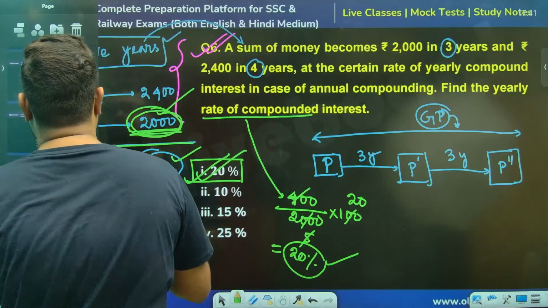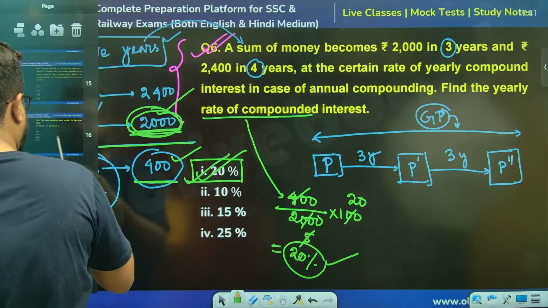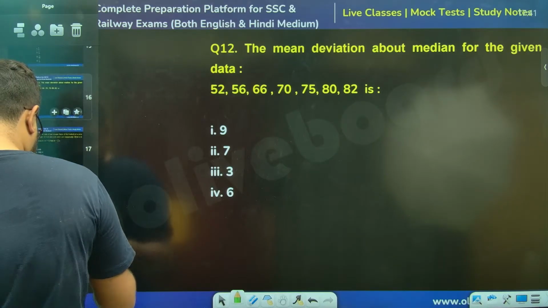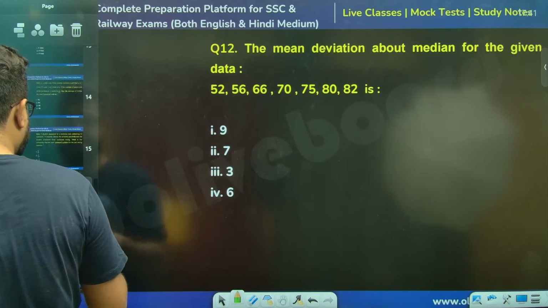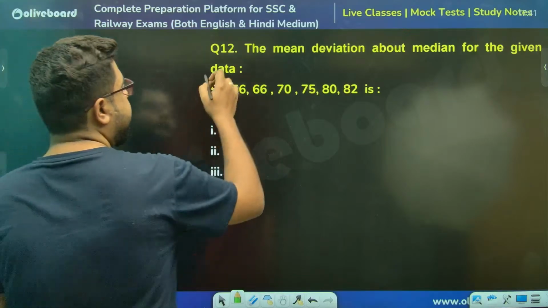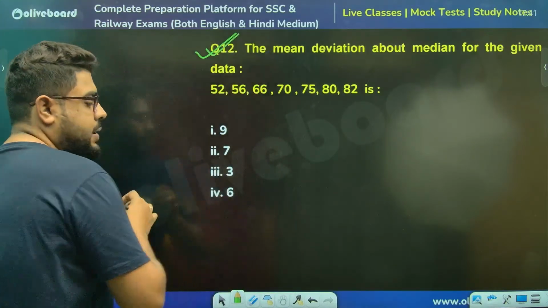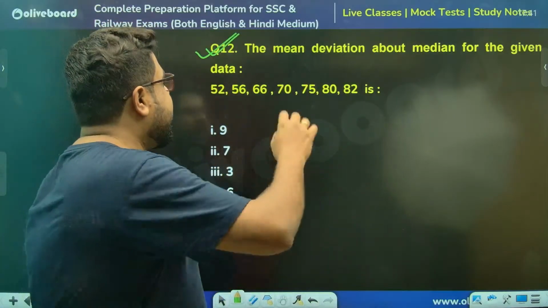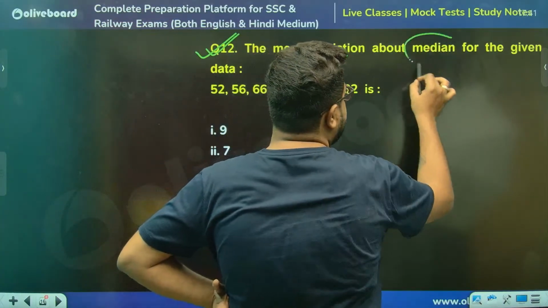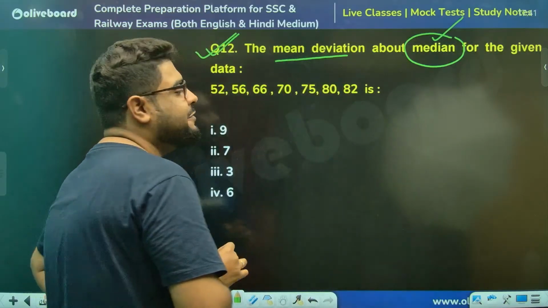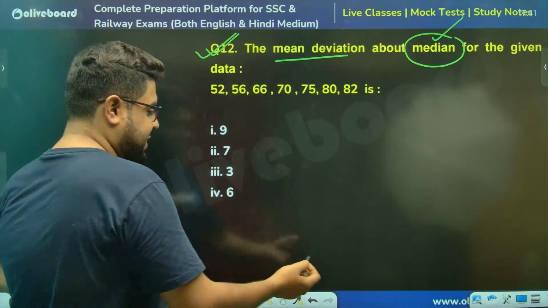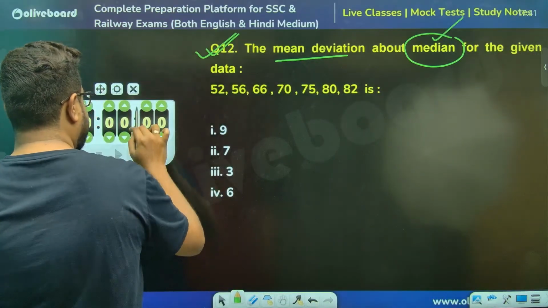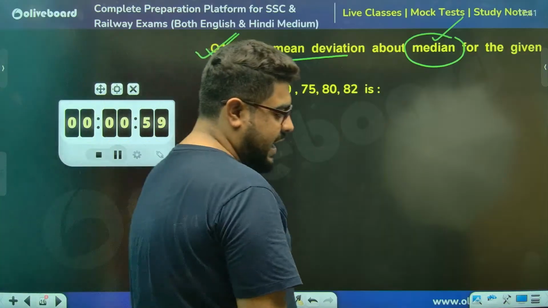Now, let me just skip a few questions. Because these types of questions are very new, this one is about the mean deviation about the median of the given data. Sir, please try to solve this first. I'm giving you a minute.